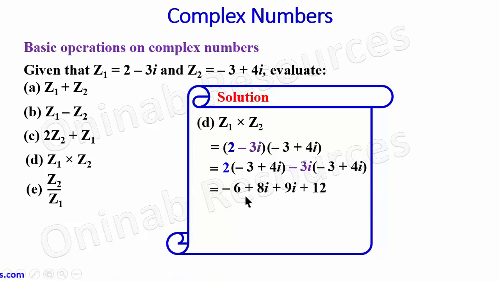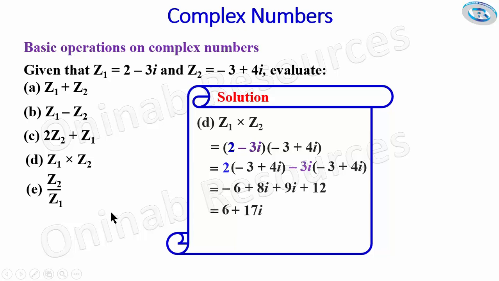Then we simplify the real part and then the imaginary part. This is negative 6 plus 12, and that will give us 6. Then positive 8i plus 9i gives positive 17i. That's the end of solution to the product of Z1 and Z2. Remember, it could be written as Z1Z2. So whatever you see there, it is going to be product.